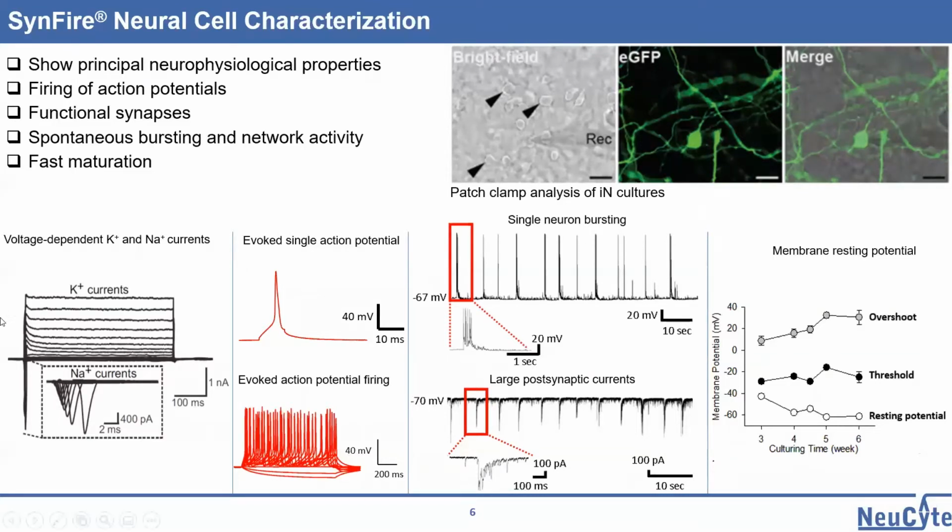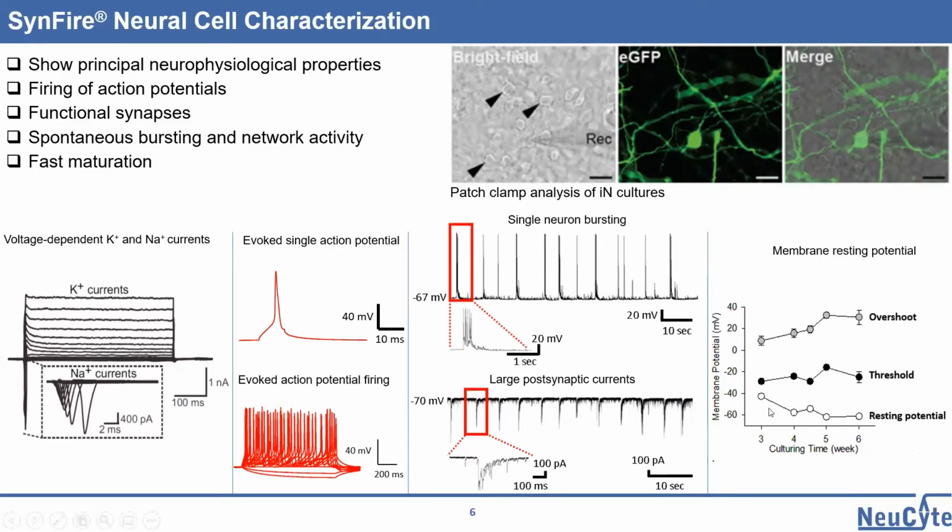And we can, for example, see principal physiological properties of a neuron, such as voltage-dependent potassium and sodium currents, but also a little bit more advanced, like spontaneous bursting events, like a train of multiple action potentials occurring. Of course, we have evoked and spontaneous action potentials firing. That's a very, very basic property of a neuron. And also we see in our cultures very strong postsynaptic currents indicating the presence of functional synapses.